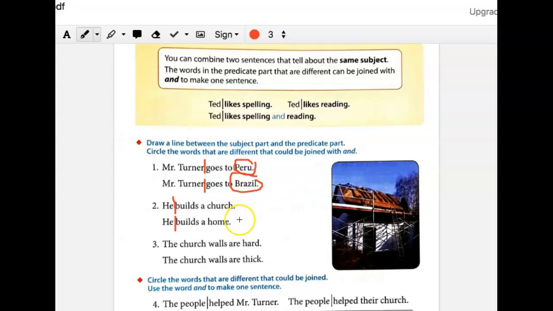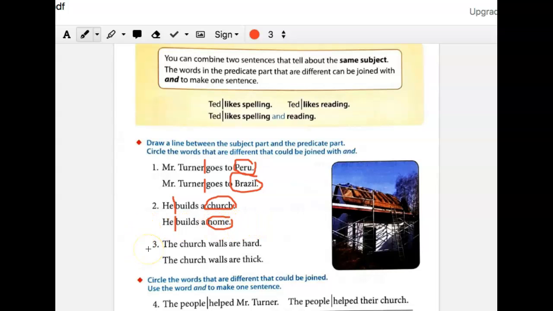Then which words are different in the predicate part that could be joined with the word and? The words are church and home. These two words can be joined with the word and to make one sentence. So the sentence can say, he builds a church and home.